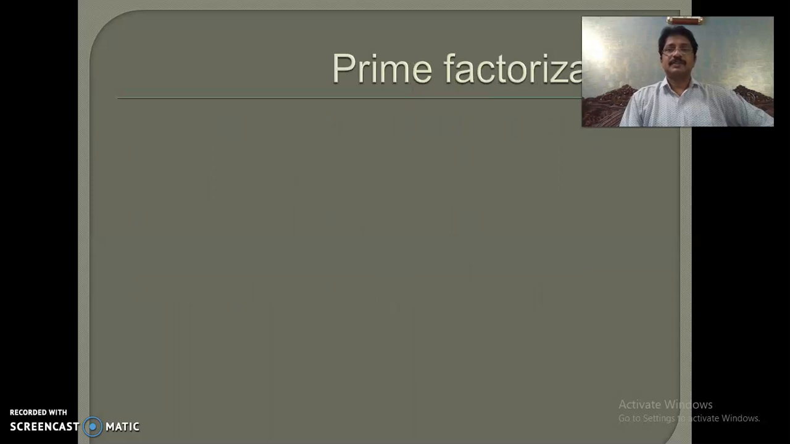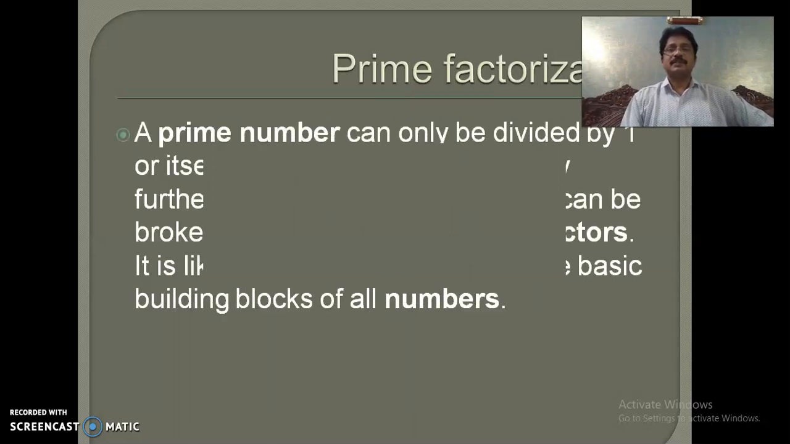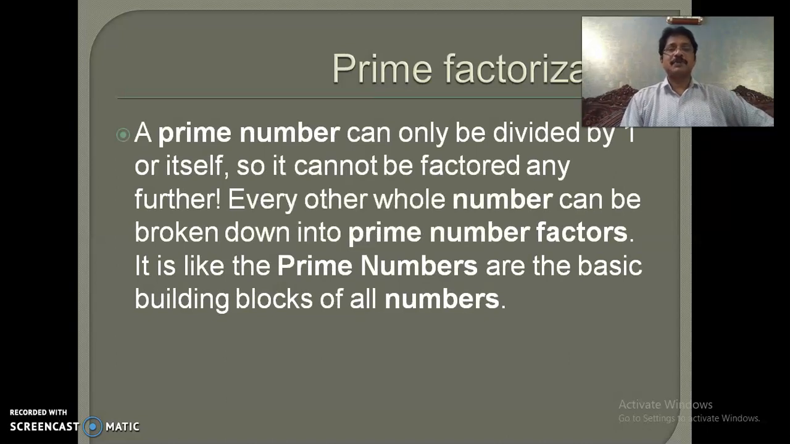Clear? So when you take any number and express it as a product of primes, the process is called prime factorization. As I said previously, a prime number can only be divided by 1 and itself, so it cannot be factorized any further. Every other whole number can be broken down into prime factors. It is like the prime numbers are the basic building blocks of all numbers.